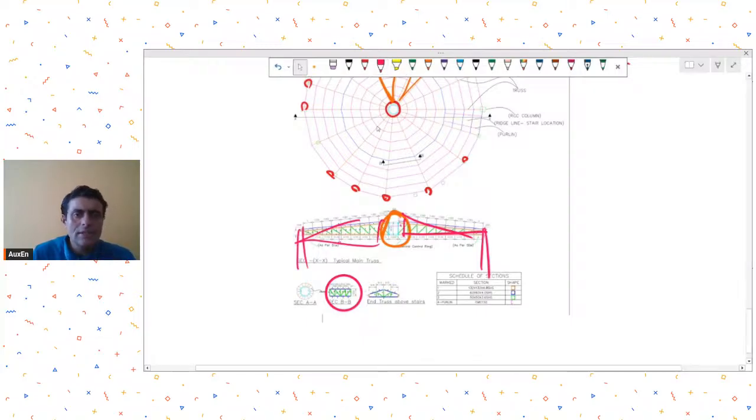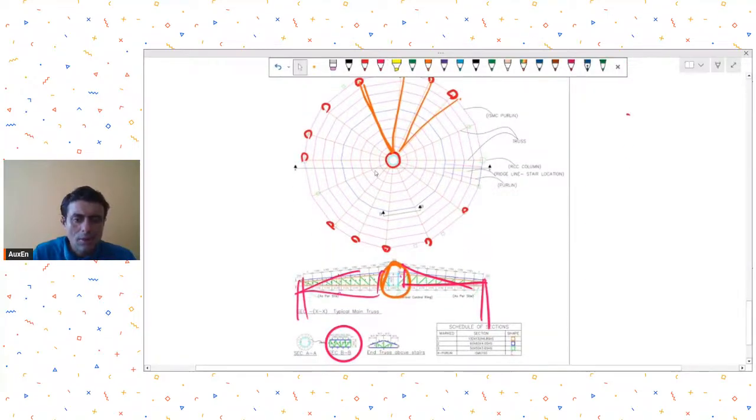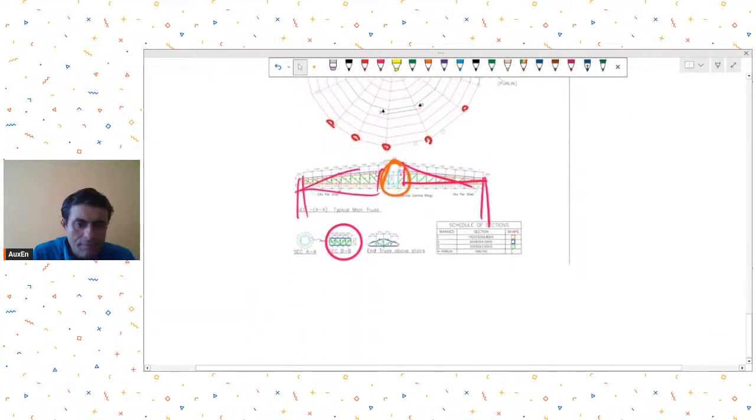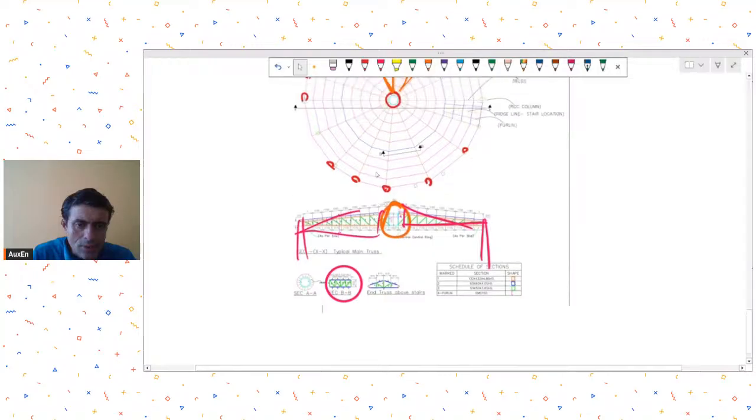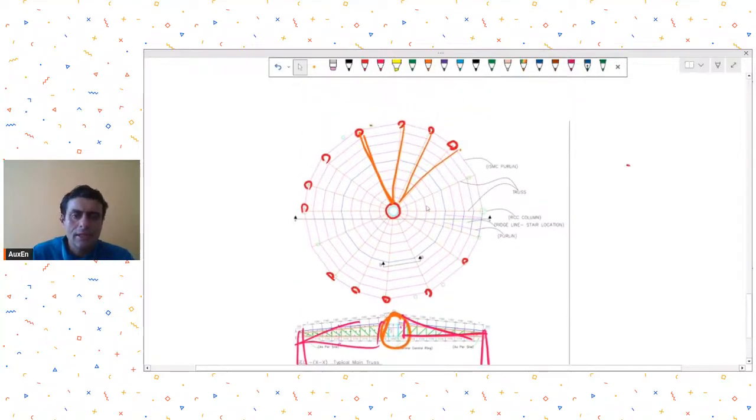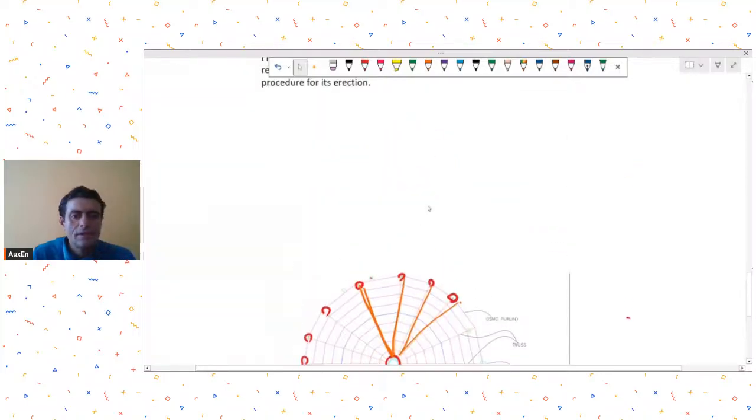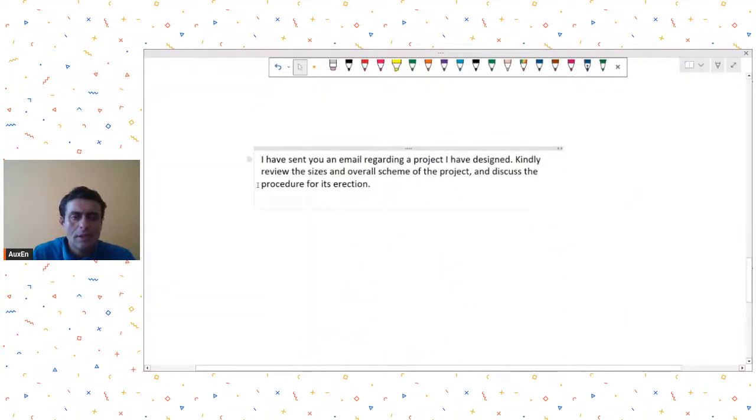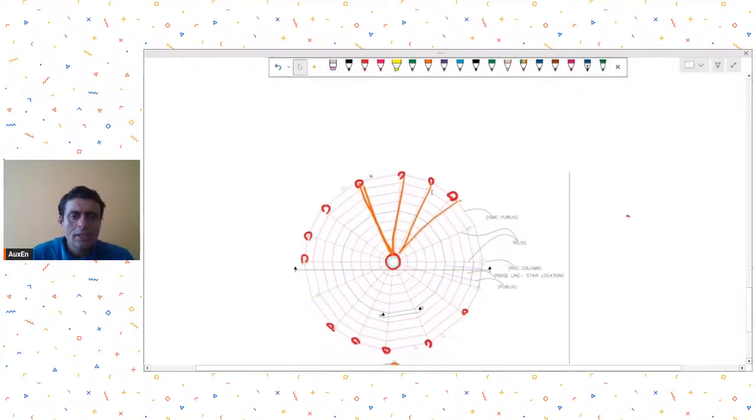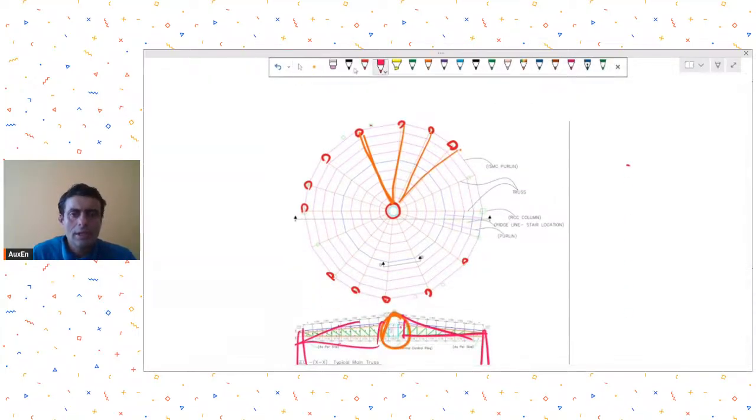So reviewing sizes, I cannot do it in a live session just by looking at the drawing. But these connections you need to present in more detail, how the exact connection between this radial truss and the compression ring is happening. That you need to present in your drawing in detail. Discuss the procedure for its erection. So erection, although I have not seen erection of such a system practically, what I can think from first principles is that initially these columns will be placed, is my understanding.